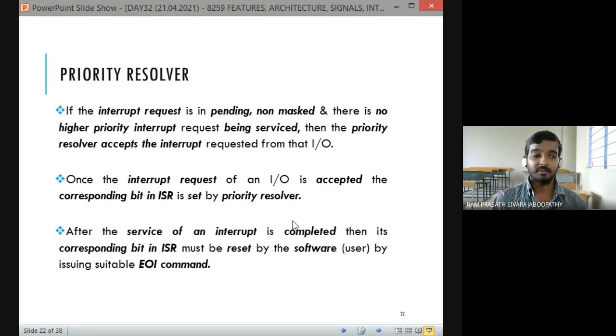IRR bit reset ஆயிடும். Okay, after the service of an interrupt is completed, then its corresponding ISR bit must be cleared by the software using suitable end of interrupt command. So அதான் நான் சொன்னது, இந்த கிளியர் பண்ணாம விட்டோம்னா என்ன ஆகும்? இந்த பர்டிகுலர் இன்டரப்டுக்கு லோ லெவல் உள்ள எந்த இன்டரப்டுமே சர்வீஸே ஆகாது. So it's very very important. End of interrupt command, it's mandatory after the service is over.